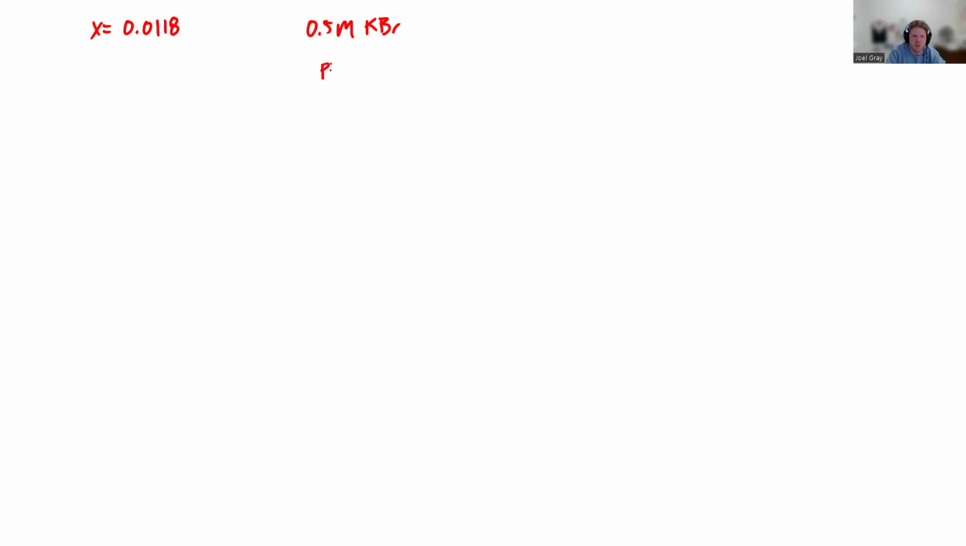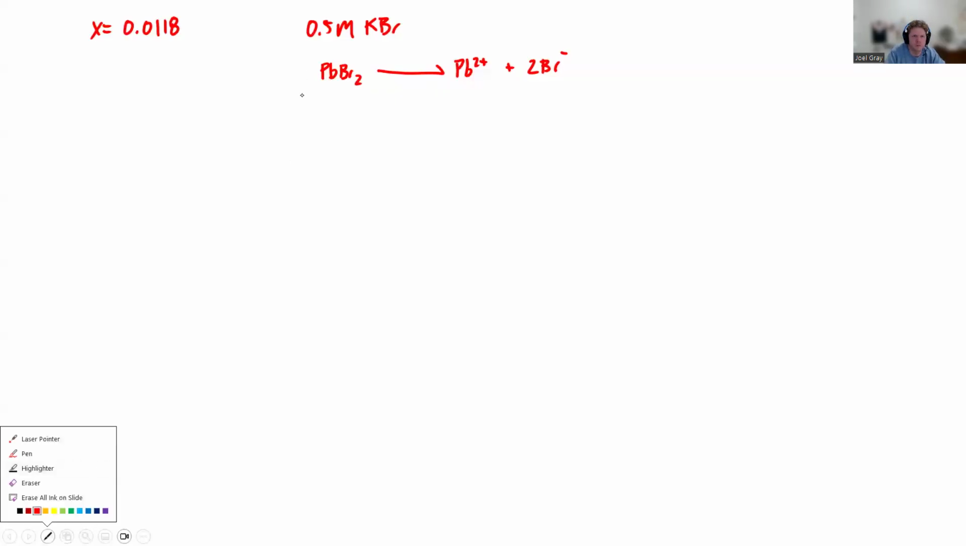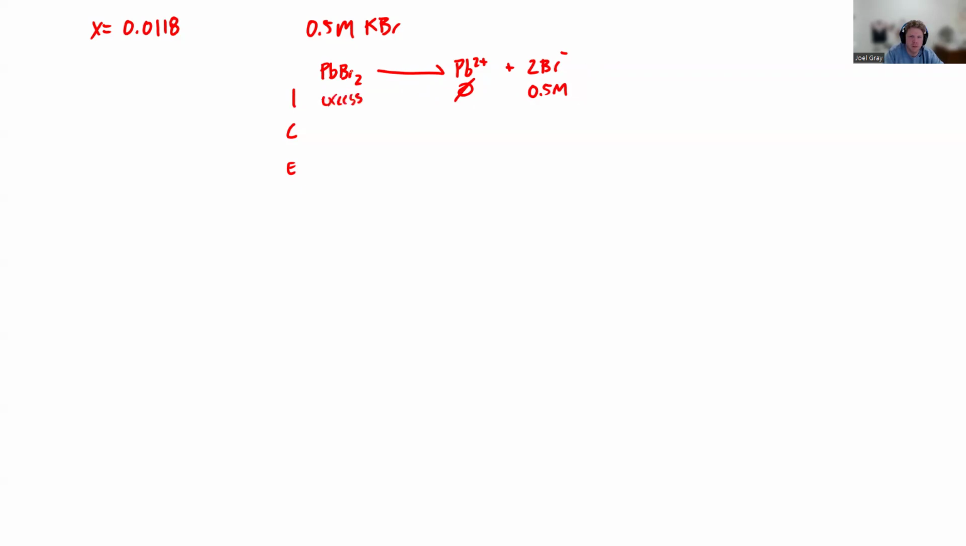And so we're going to do another PbBr2, which will dissociate into Pb2+ and 2 Br-. We'll do another ICE table. Our initial concentration: we have a new solution and it's 0.5 molar KBr, and then we add some lead bromide to it. What happens to that lead bromide? Well, in that solution initially, we already have 0 molar Pb. We have 0.5 molar bromide though. And so, with excess solid, it is still going to dissociate.